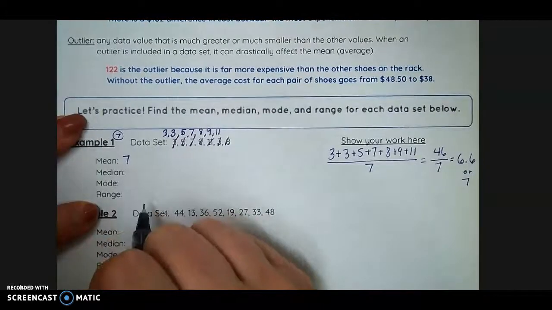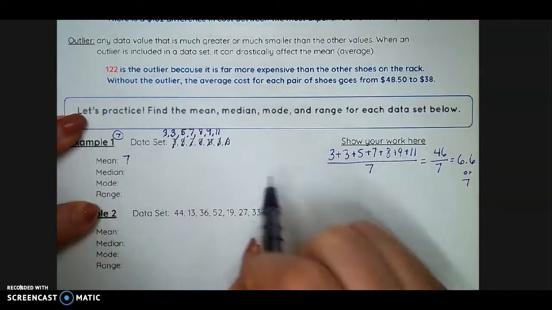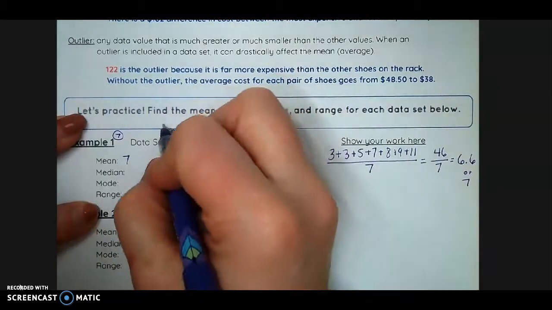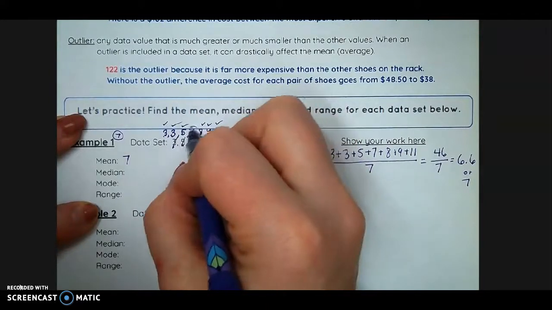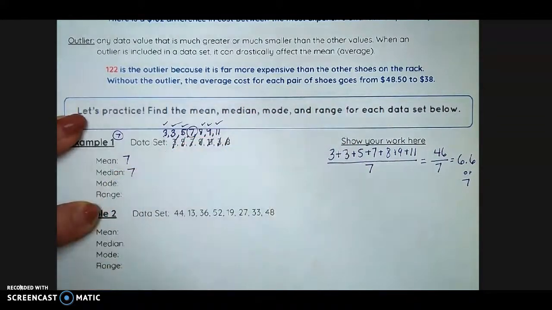My median then is going to be the one in the middle. Since I have an odd number of data points, I can go from the ends in, and then I see that in the middle I have the number 7. So my mean and my median happen to be the same in this case.